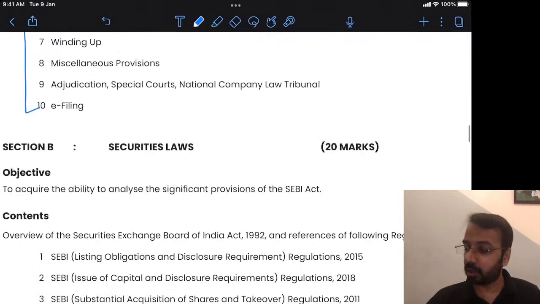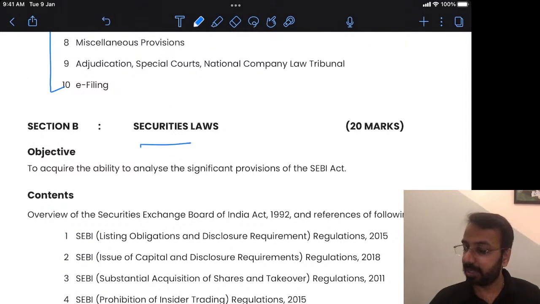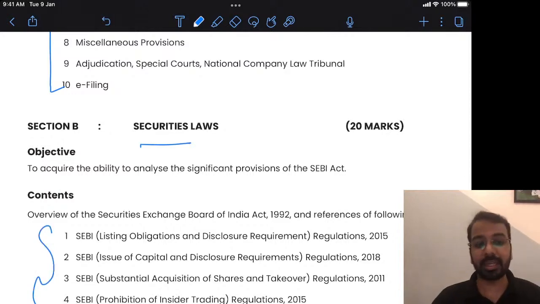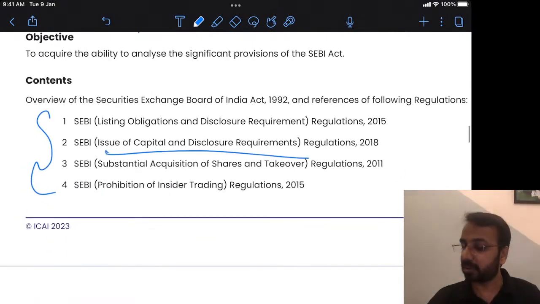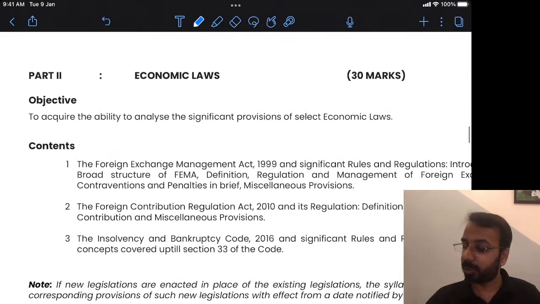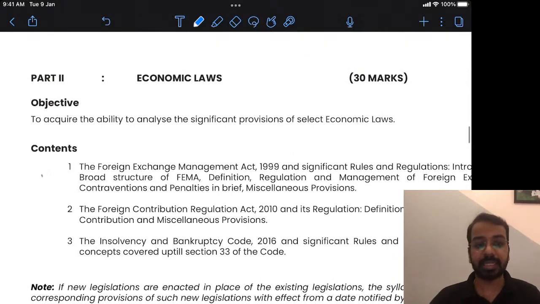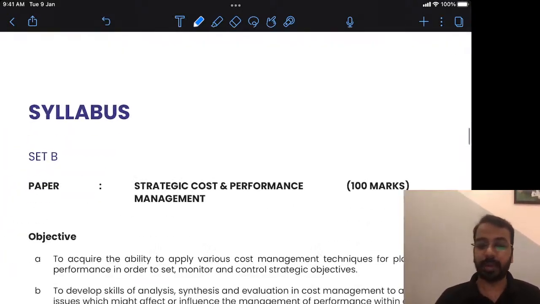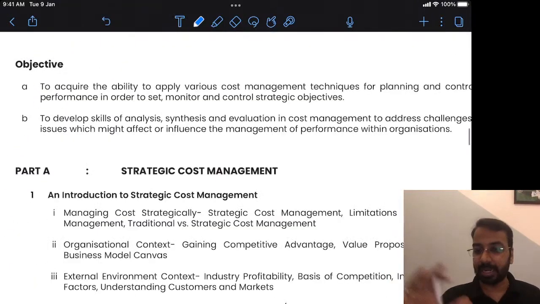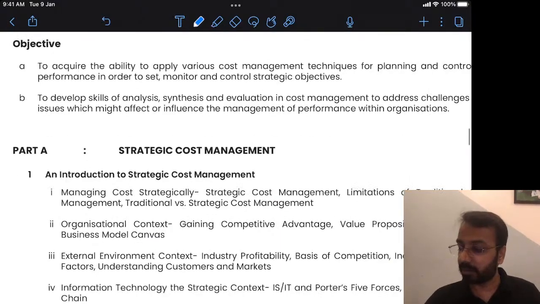Then you have securities law, which is SEBI, we call it LODR, listing obligation and disclosure requirement and all of those things. Then we have ICDR, substantial acquisition, provision of insider trading, all of that has come here. Then economic laws, FEMA 1999 and significant rules, FCRA, insolvency and bankruptcy code. So all of these are a part of this. Then strategic cost management, whatever was there in SCMPE, that has come up here as a part of this.